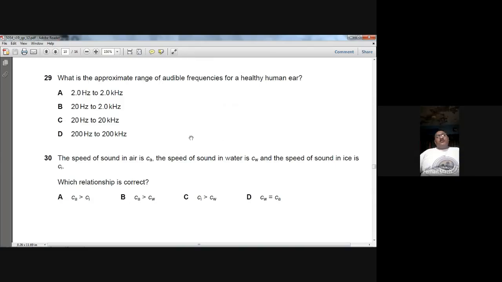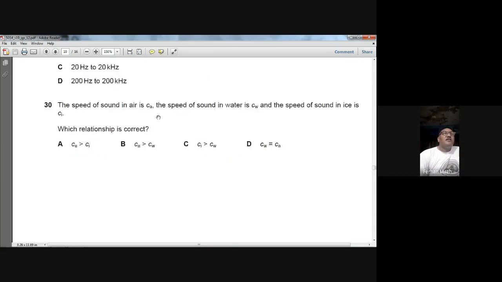Question 29 is on your screen. What is the approximate range of audible frequencies for a healthy human ear? It is from 20 hertz to 20,000 hertz, 20 hertz to 20 kilohertz. So C is the choice. For 29, C is the choice.